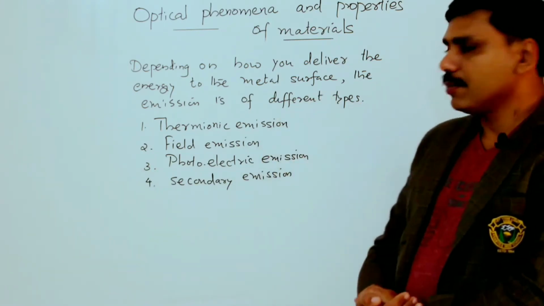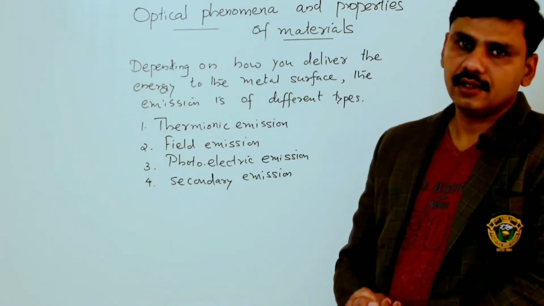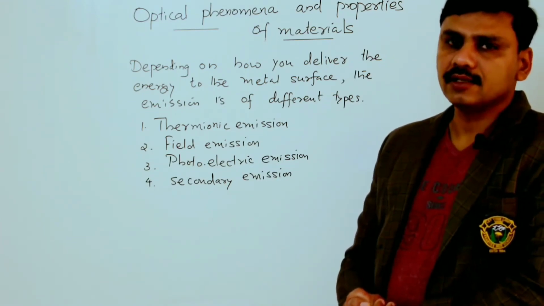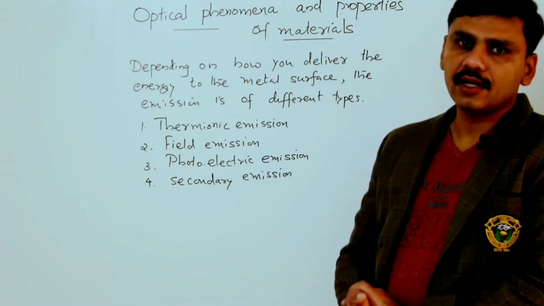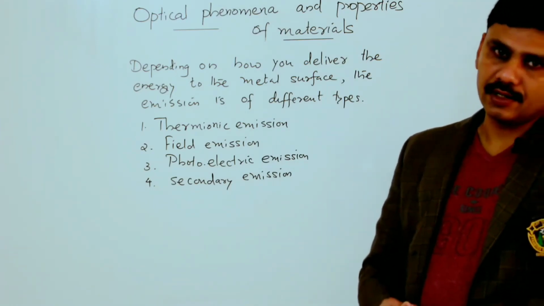In photoelectric emission, we are using the light energy. Appropriate light energy, we are using it. And we can remove the delocalized electrons. And we can produce current.